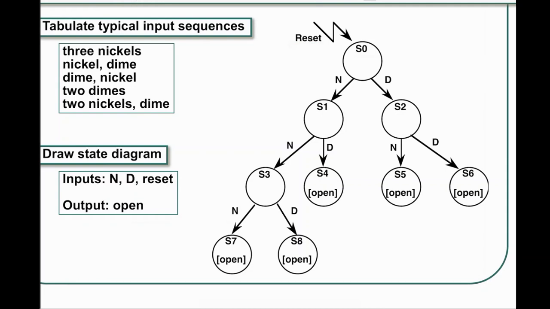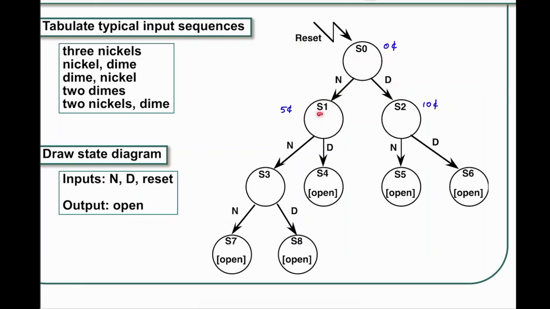So from S0, there are 2 arrows coming out, one corresponding to what would happen if the user enters a nickel, and one for what would happen if the user enters a dime. So from S0, you go to S1. What is S1? S1 is essentially saying, I have 5 cents in the vending machine. S2 is saying, I have 10 cents in my vending machine. State 0 is, I have 0 cents in my vending machine.